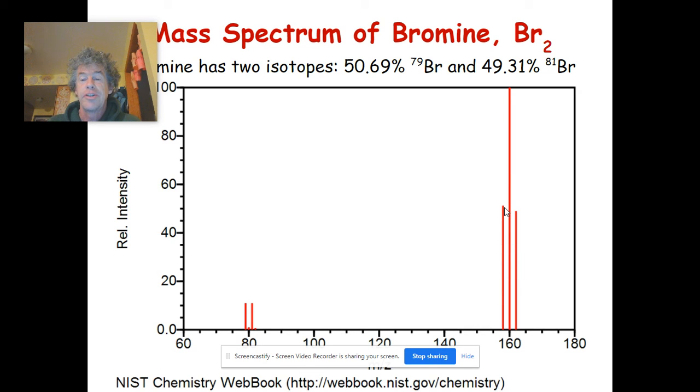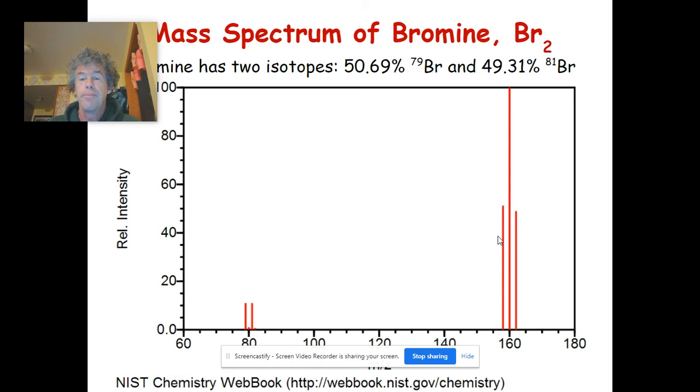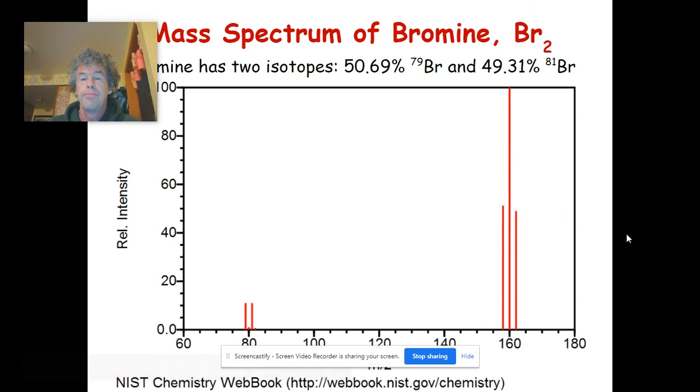And so you end up having about a quarter of them have both of them being bromine 79. Then a quarter of them have both 81. And then half of the bromine will be made of 79 and 81. So again, you can see this would be the signature for Br2, or bromine gas.